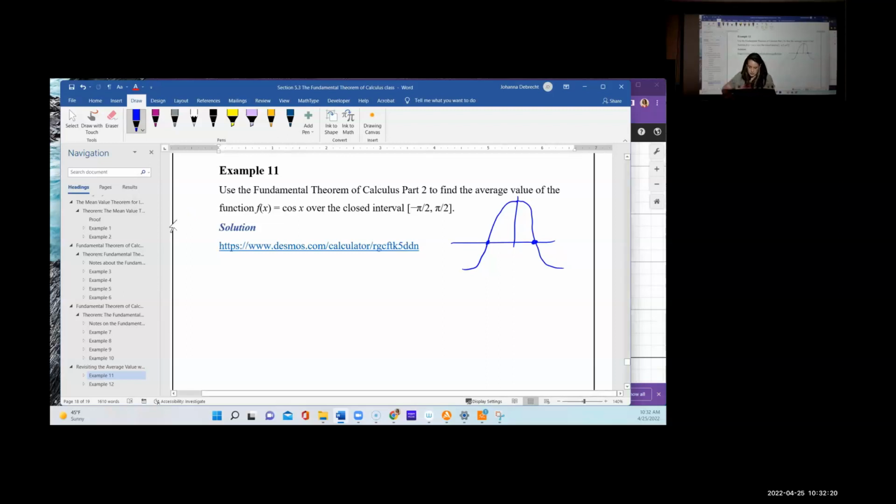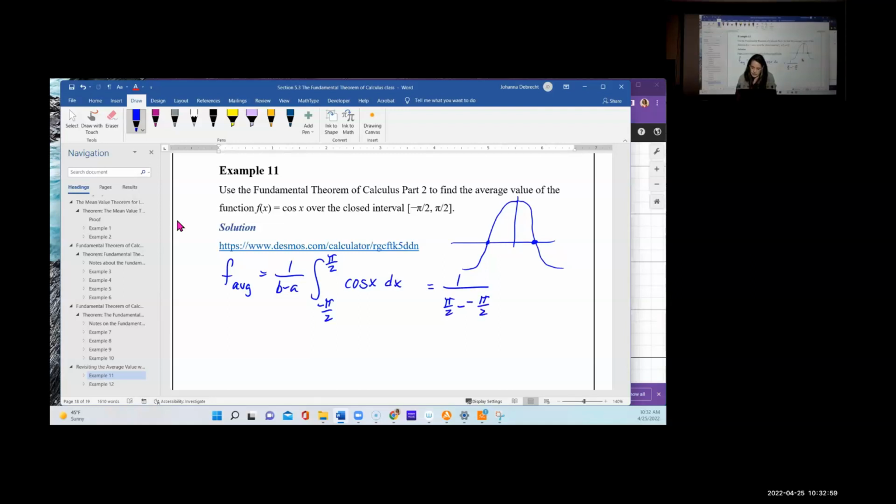So what we're going to do instead is we're going to find f average by computing 1 over b minus a times the integral from negative pi over 2 to pi over 2 of cosine of x dx. The x is arbitrary. We could use any variable we wanted. We could use star, we could use a happy face. It's a dummy variable in a definite integral. So this is going to give me 1 over pi over 2 minus negative pi over 2.